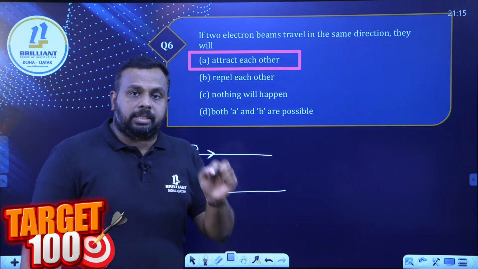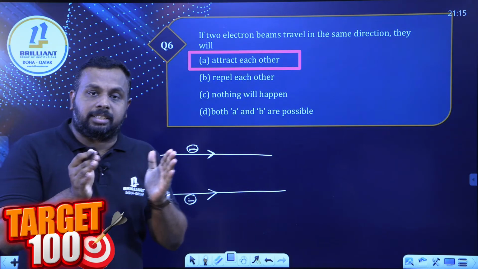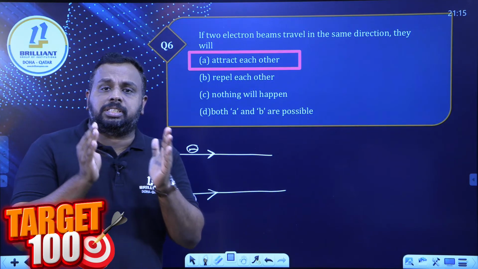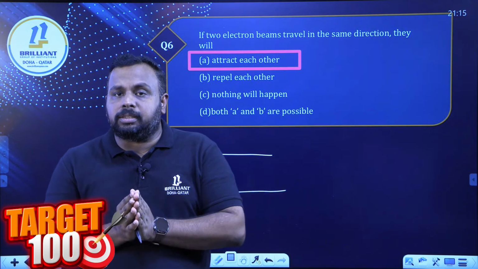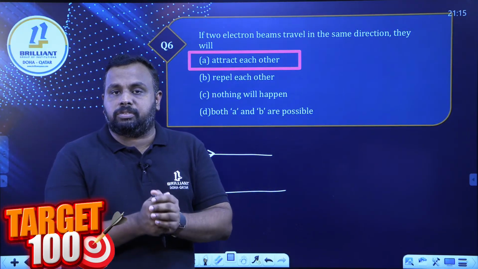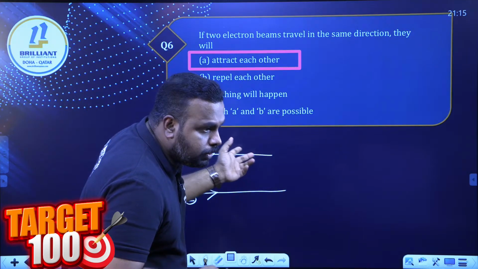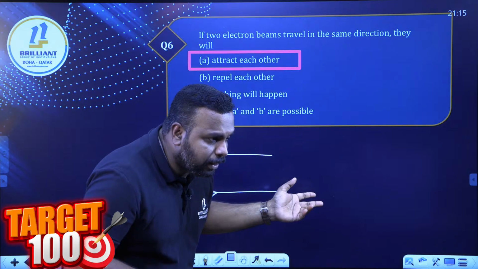Because what is happening here is the magnetic force. You can consider this situation similar to two conductors carrying current in the same direction. So they will attract each other. It will dominate the electrostatic force of repulsion. Clear or not? Dhruvil is asking, can you explain again?